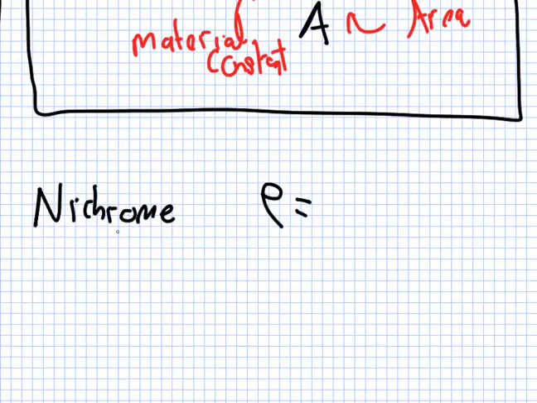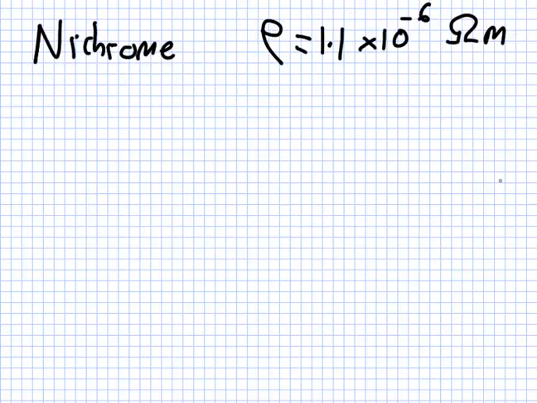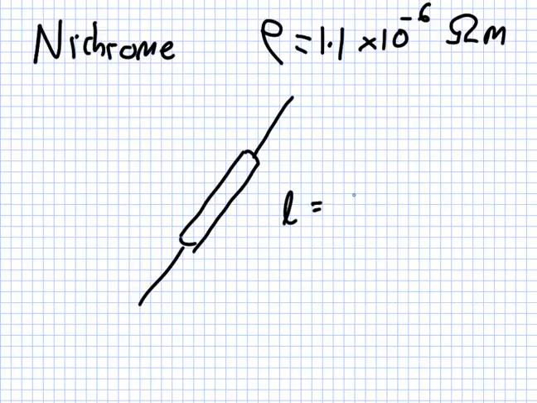Okay. Right, so for nichrome, it is 1.1 times 10 to the minus 6 ohm meters. So let's imagine we're making our resistor. Let's give it a length of, it's not going to be that big, it's only going to be like 2 centimeters or something.